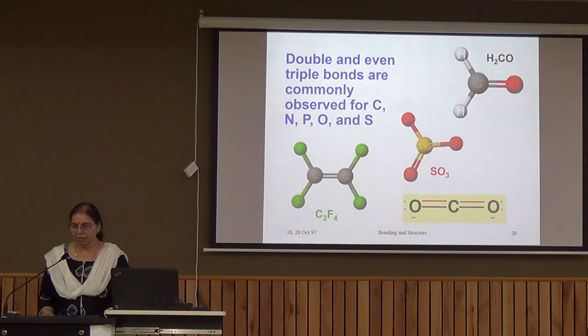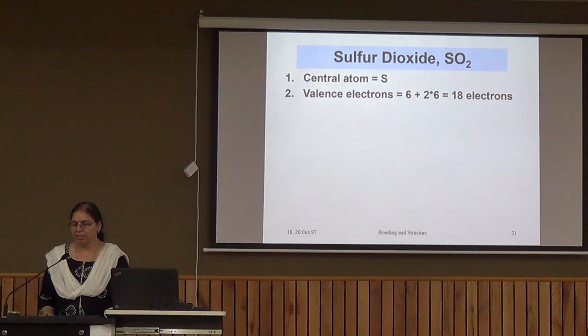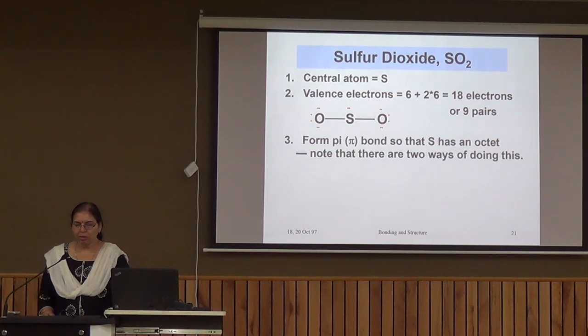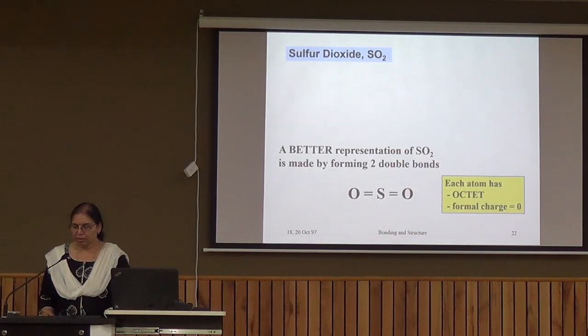Now see SO2, sulfur dioxide. See, central atom sulfur, valence electrons 18, right? And then 9 pairs of electrons. You can depict the Lewis dot structure of sulfur dioxide like this. Form pi bond so that sulfur has an octet. Note that there are two ways of doing this. Bring in the left pair or bring in the right pair, right?